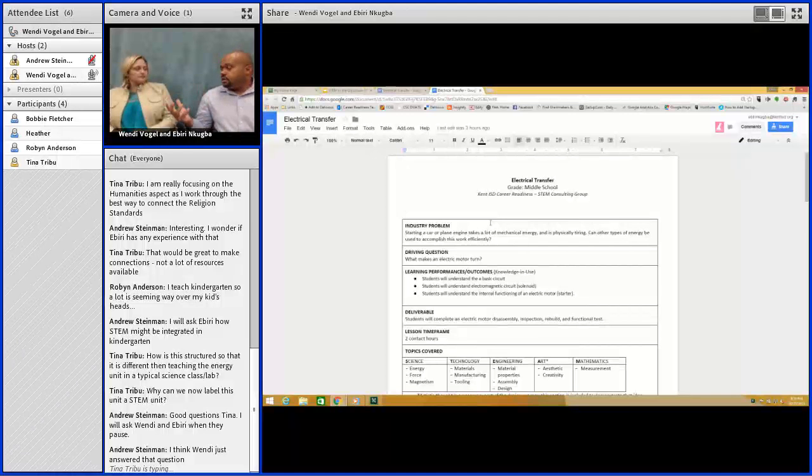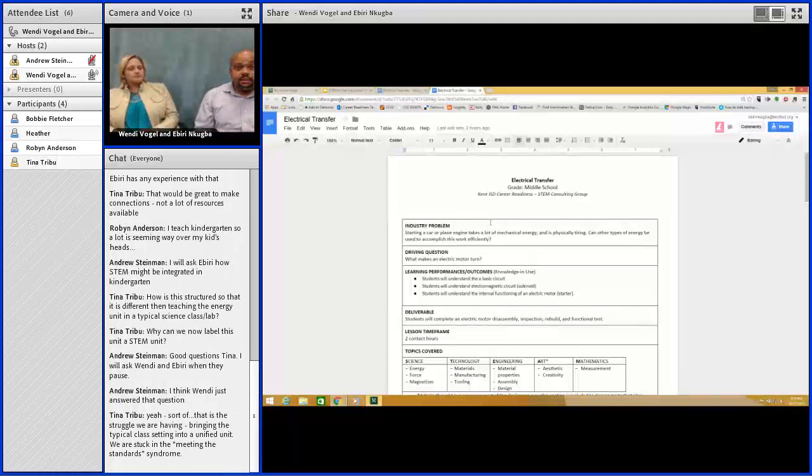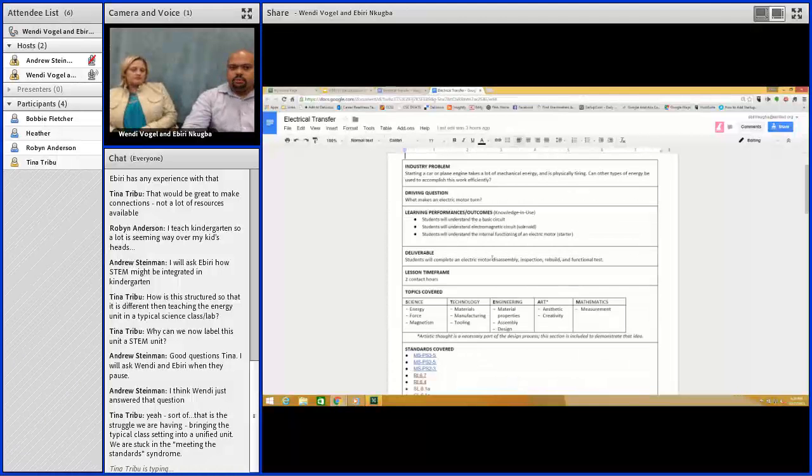And since Wendy and her team of students were working on energy transfer, let's zoom in and take a look at that specific application of science and technology and mathematics. With our driving question for this lesson embedded in that unit being, what would make an electric motor turn? And then you can see here we've got some learning performances and outcomes.